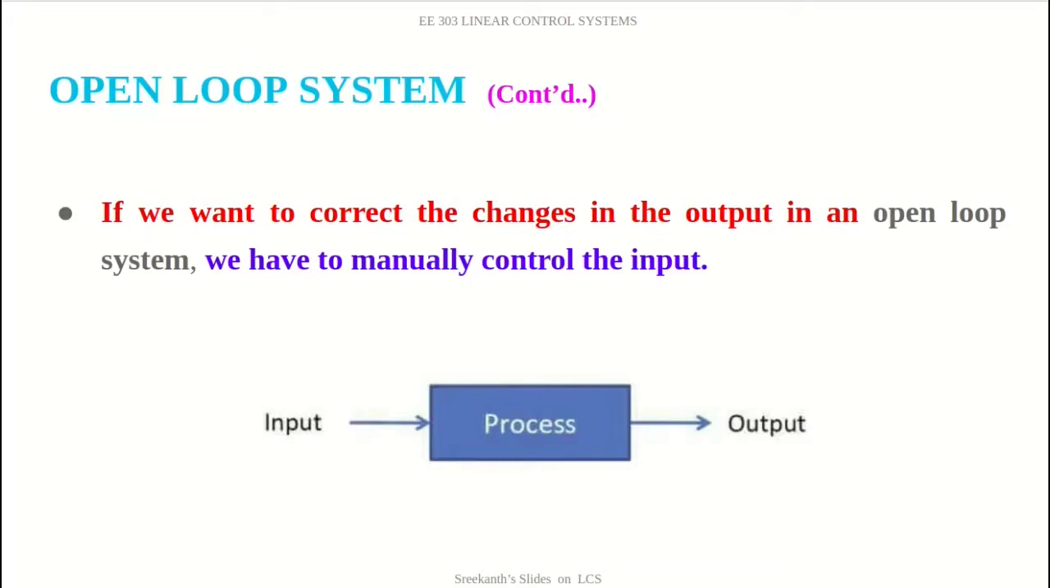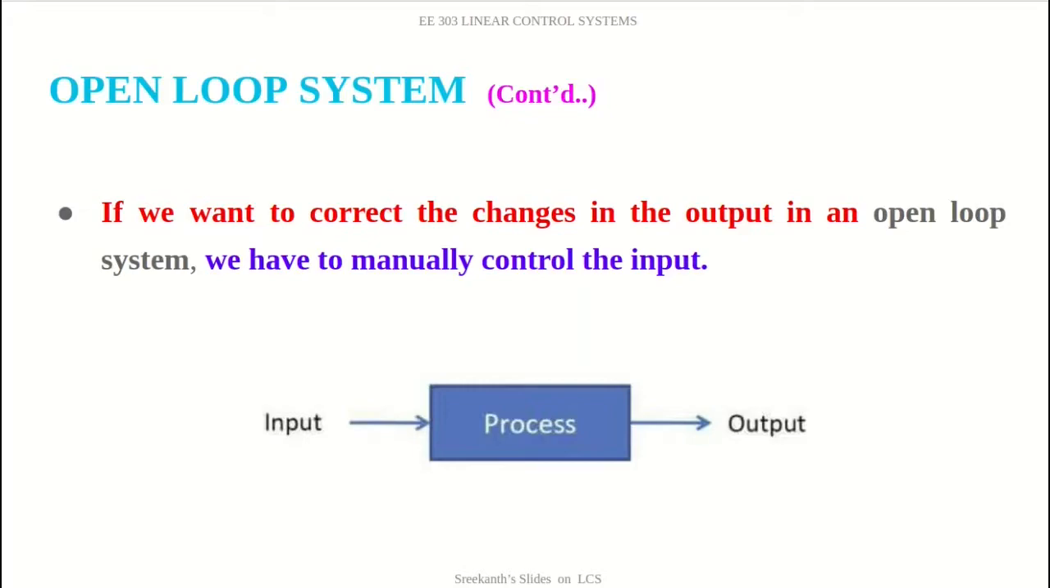Thus we can say that if we want to correct the changes in the output in an open loop system, we have to manually control the input. That is, if you take the example of the washing machine, you have to check the cleanliness of the shirt, and if it is not clean enough, you may have to run it again. You may have to set the timer once again in the washing machine and clean it once more.